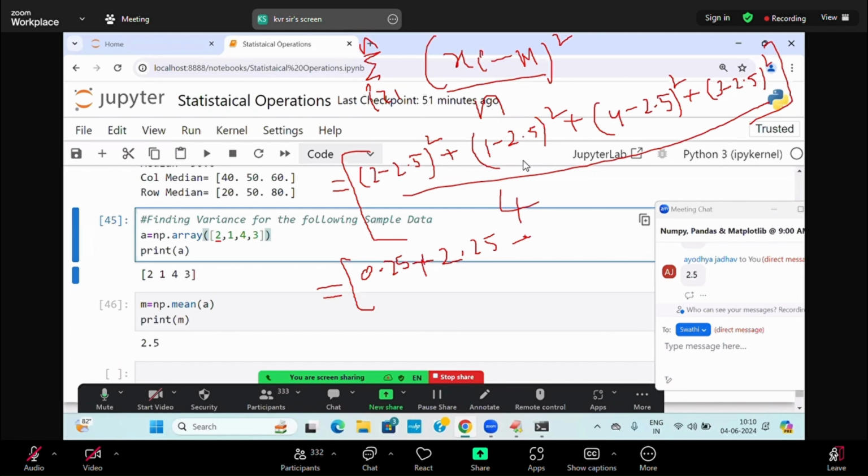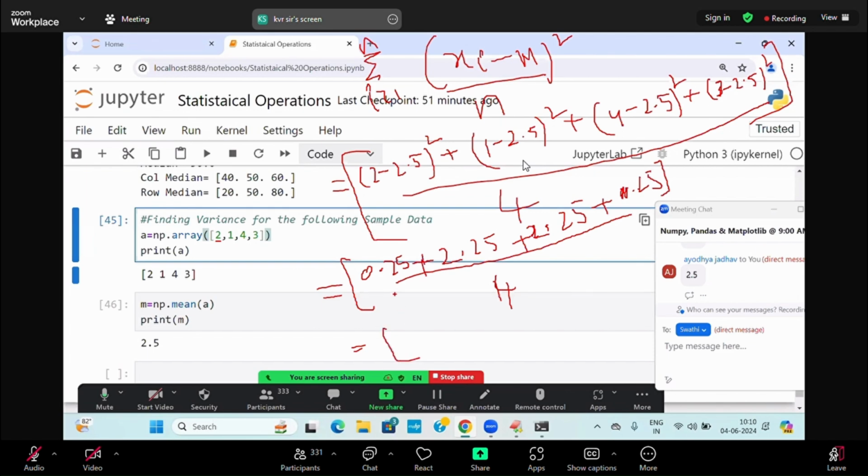Right, 2.25. Next is 4 minus 2.5, the same 1.5 whole square. That is also 2.25. Plus what next? 3 minus 2.5 is 0.5, whole square, that is 0.25. Tell me now, divided by 4. What is the answer now?